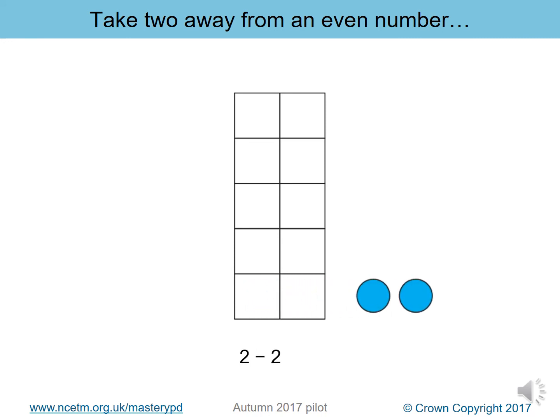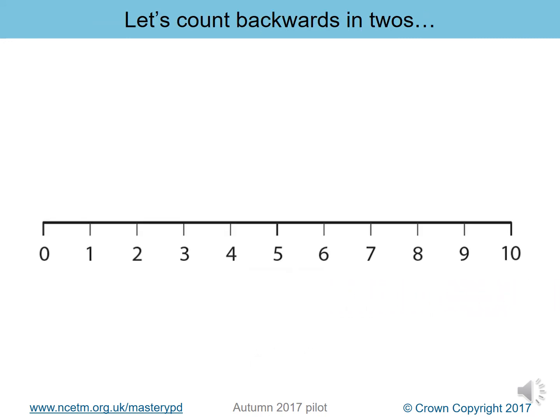Let's have a look. There we go. That's the last one. 2 take away 2 equals 0. Let's count backwards in 2s again, but we're going to do it in odd. So we start with an odd number, which is 9. Take away 2 takes us to 7.